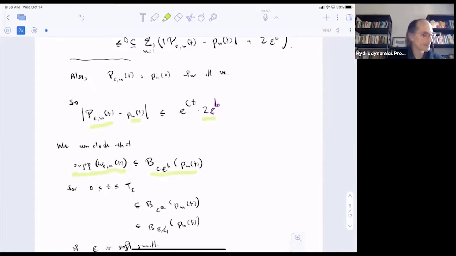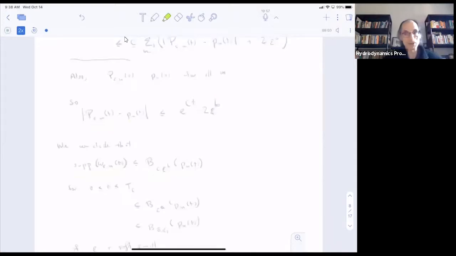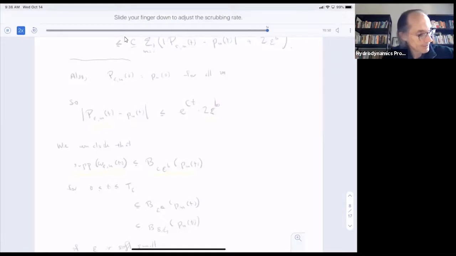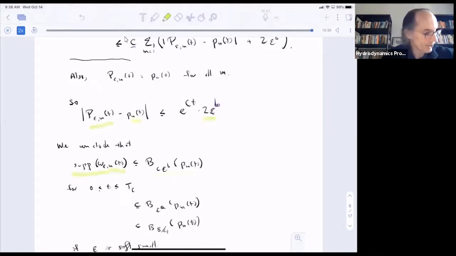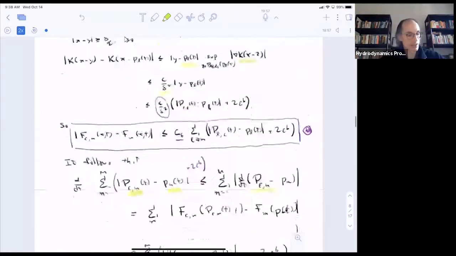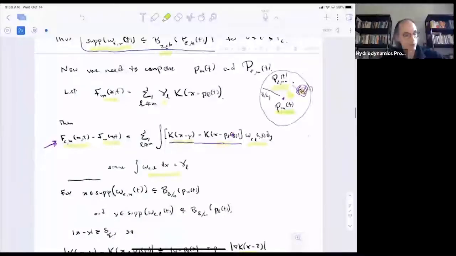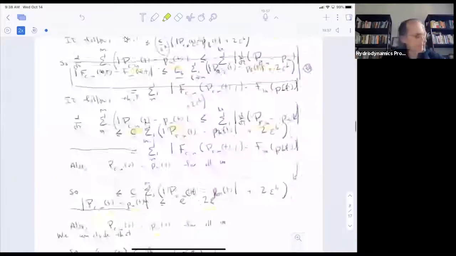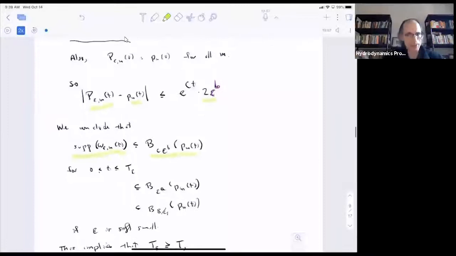And my assumption was that all of this is valid up to this time capital T epsilon, which is as long as the trajectories stay within a ball of radius delta over 4 around the center P sub m. But what this says is that, for times up to time capital T epsilon, as long as they stay within a ball of radius delta over 4, in fact, they stay within a smaller ball. So here I'm tacitly choosing epsilon small.